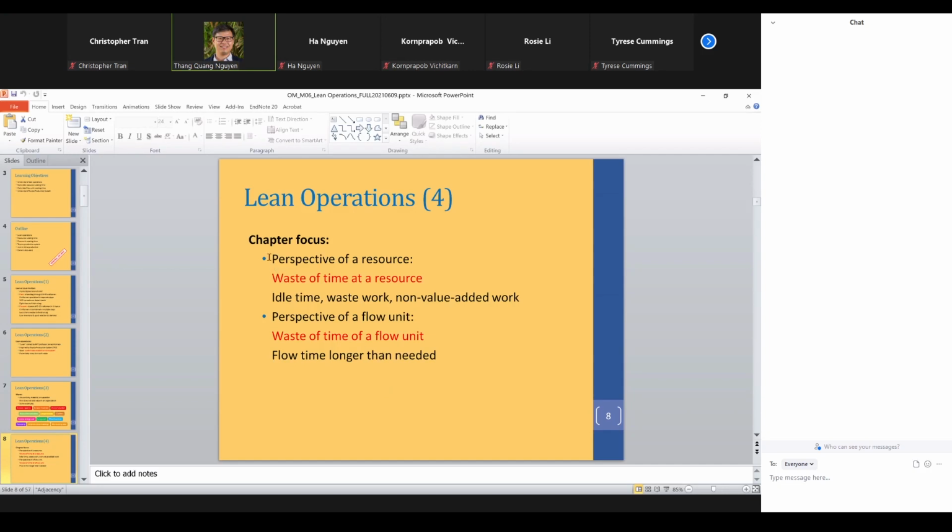So we always treat our company as a process. Then, in the first perspective, we try to look at the waste of time at a resource. Right, that's one perspective. The second perspective is we look at the waste of time of a flow unit. We track a flow unit from the beginning to the end and see when it is productive, when it is not productive. Okay, so that's an overview. I would like to reorganize it in the class notes so that we know where we are.